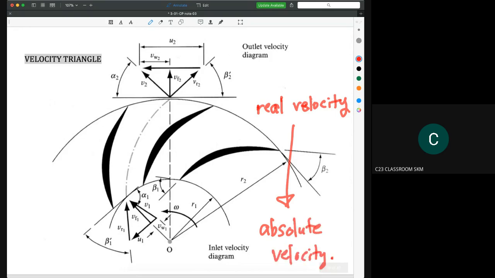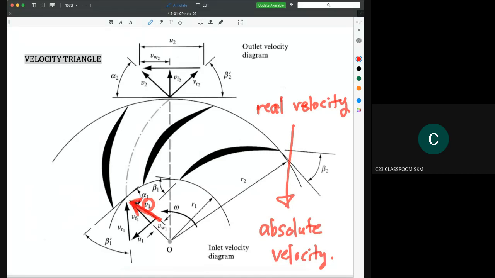Okay. So the real velocity, or the absolute velocity. What is that one? It actually means the real phenomenon that occurs in the pump. The absolute velocity is referred to as V1 here.